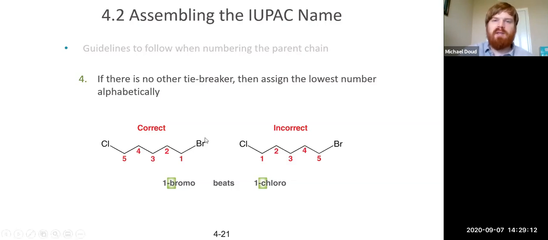For example, here we have a bromine and a chlorine as a substituent. We're going to learn this soon, but a bromine as a substituent becomes bromo. A chlorine as a substituent becomes chloro. So this could either be 1-bromo 5-chloro pentane, or it could be 1-chloro 5-bromo. But as we're about to find out, this would become 5-bromo 1-chloro pentane. So what we want to do is give that number to the first one alphabetically. And so 1-bromo becomes more important, and that beats the 1-chloro.